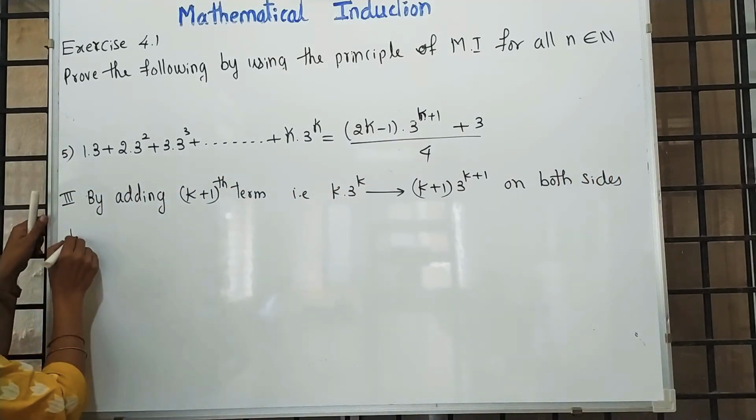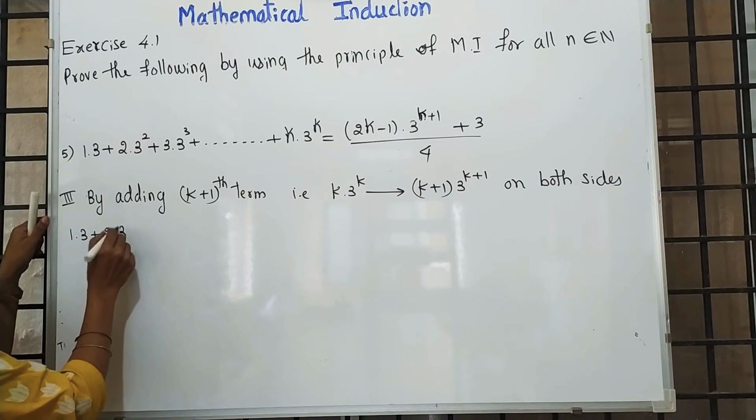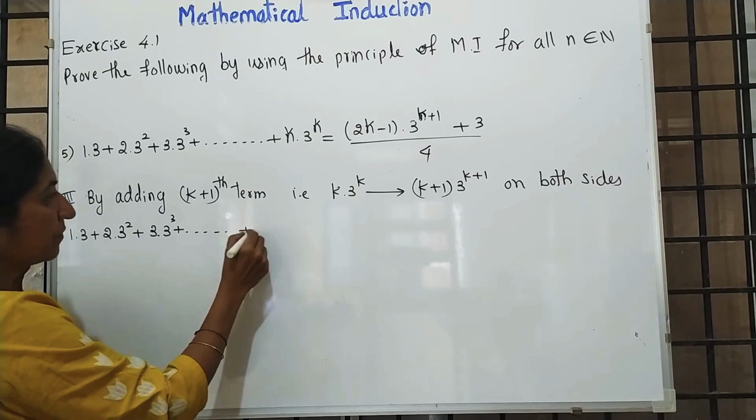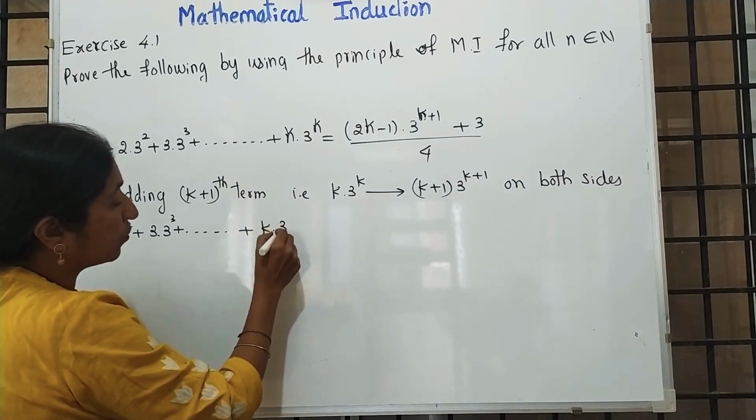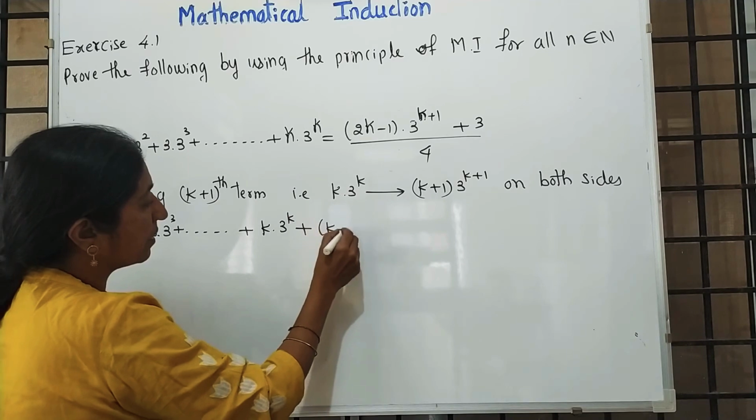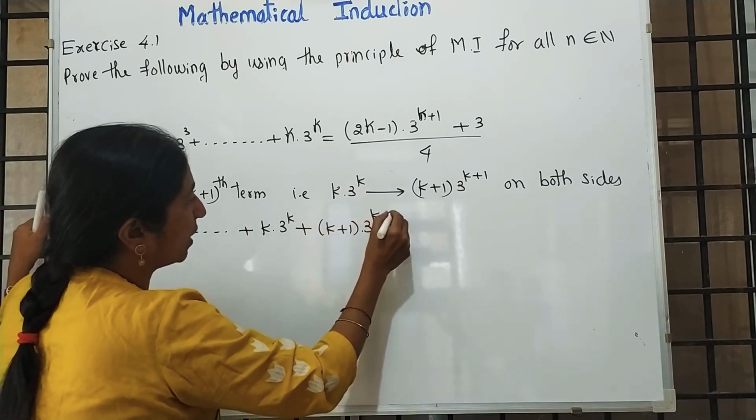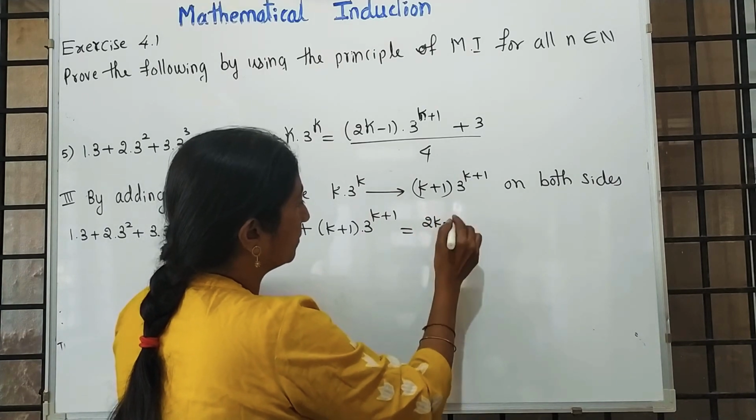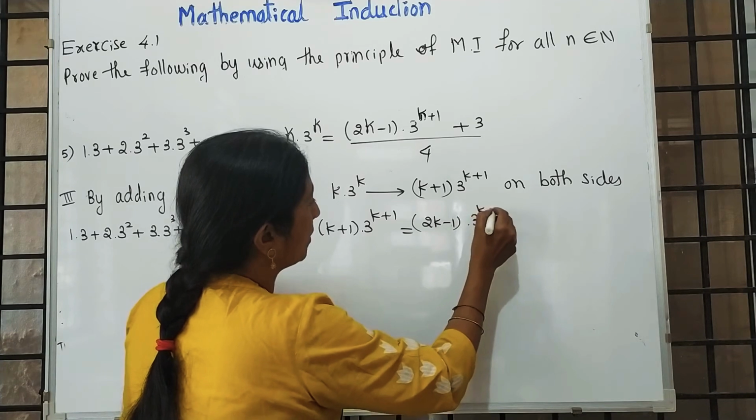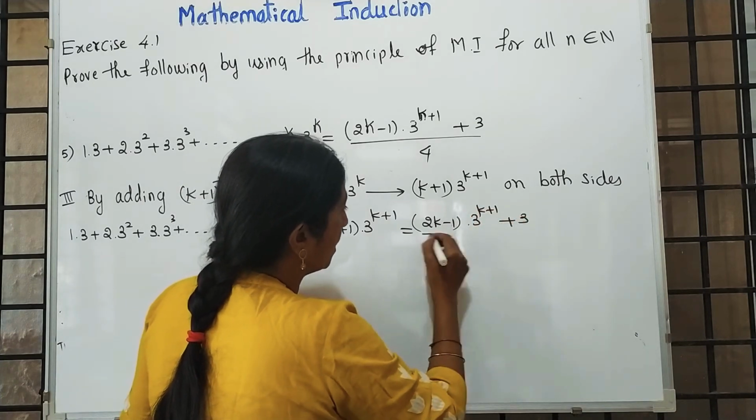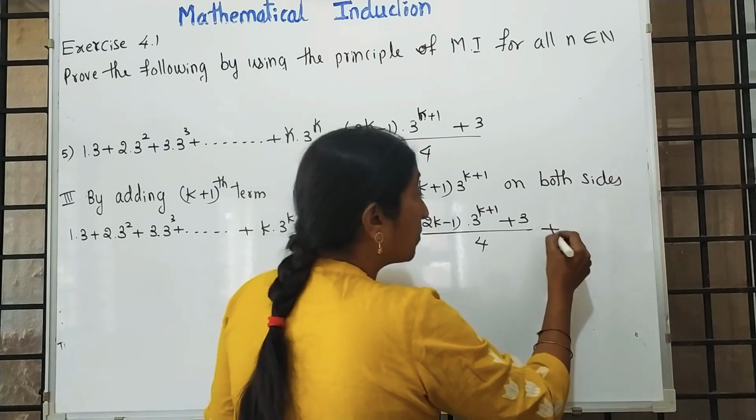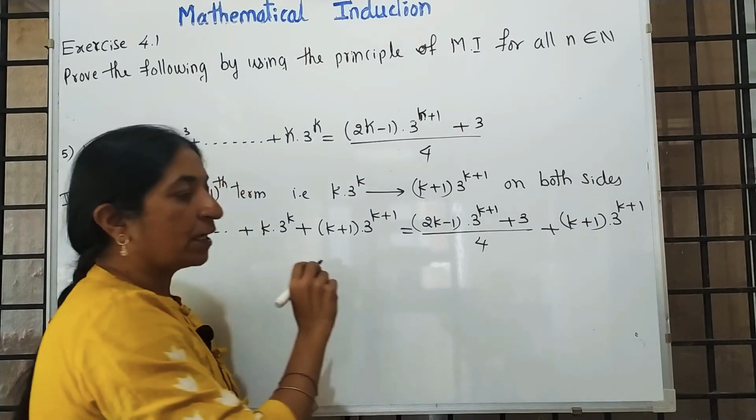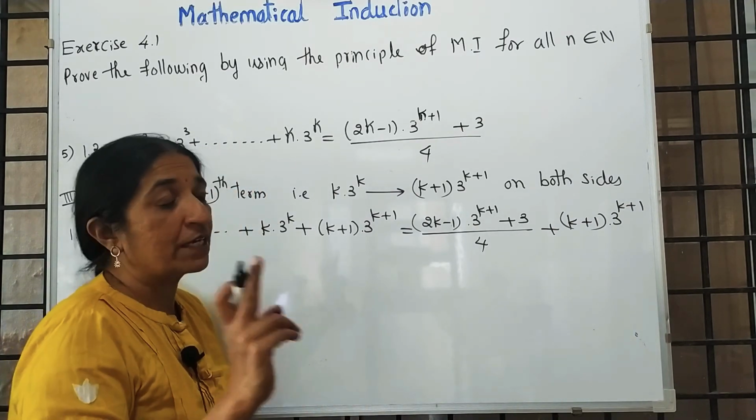It is 1 into 3 plus 2 into 3 square plus 3 into 3 cube plus continuation plus k into 3 raised to k plus k plus 1 into 3 raised to k plus 1 is equal to (2k minus 1) into 3 raised to k plus 1 plus 3 divided by 4 plus k plus 1 into 3 raised to k plus 1. So, here I am not taking common. Before common I will take the LCM.